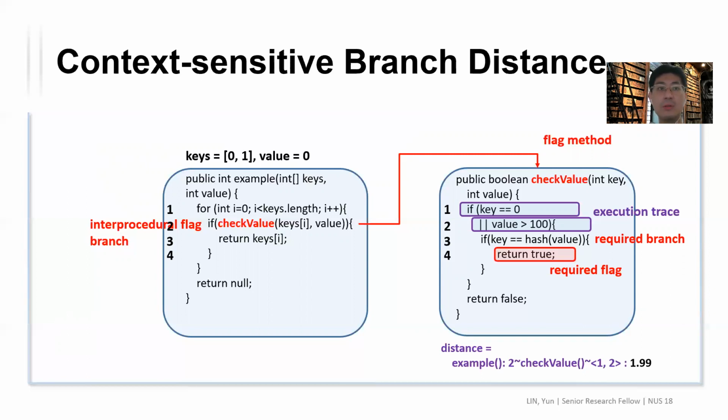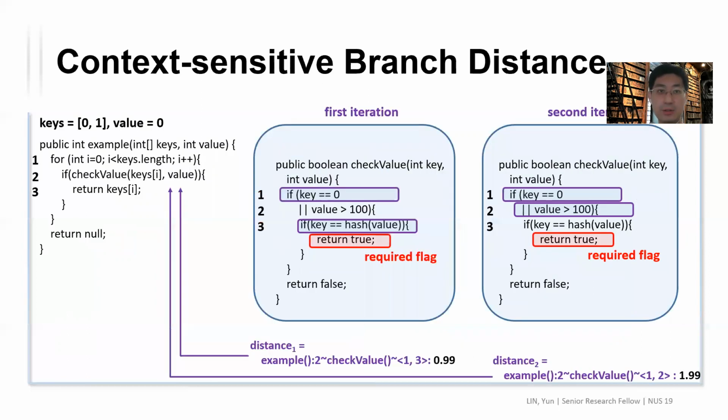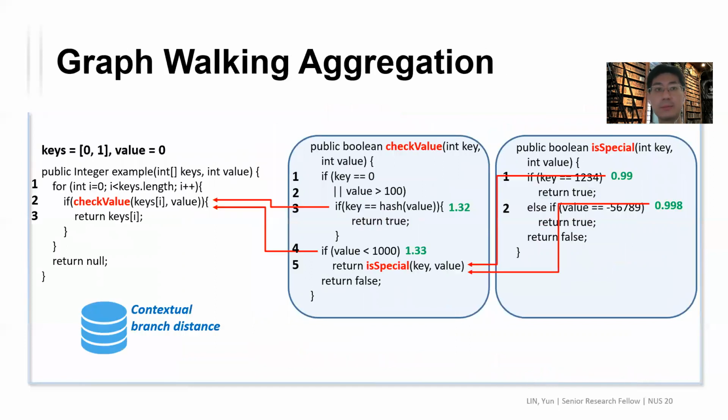In this example, it indicates that the branch distance of 1.99 happens under the call context of example and checkValue method. Here, the method checkValue is called at the call site of line 2 in the method example. By tracking the call and iteration context, we distinguish different branch distances for the same required branch. Then we can aggregate those branch distances to recover gradients later.